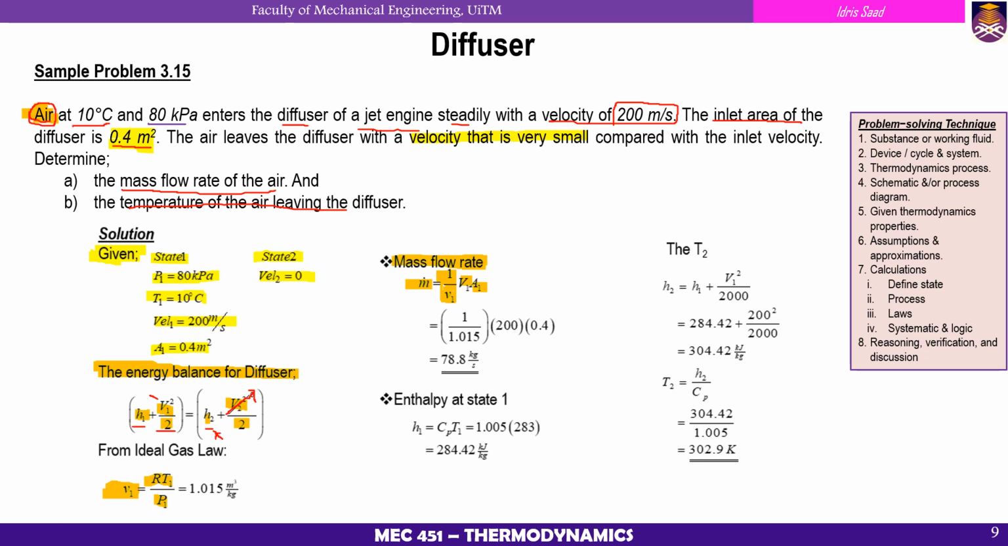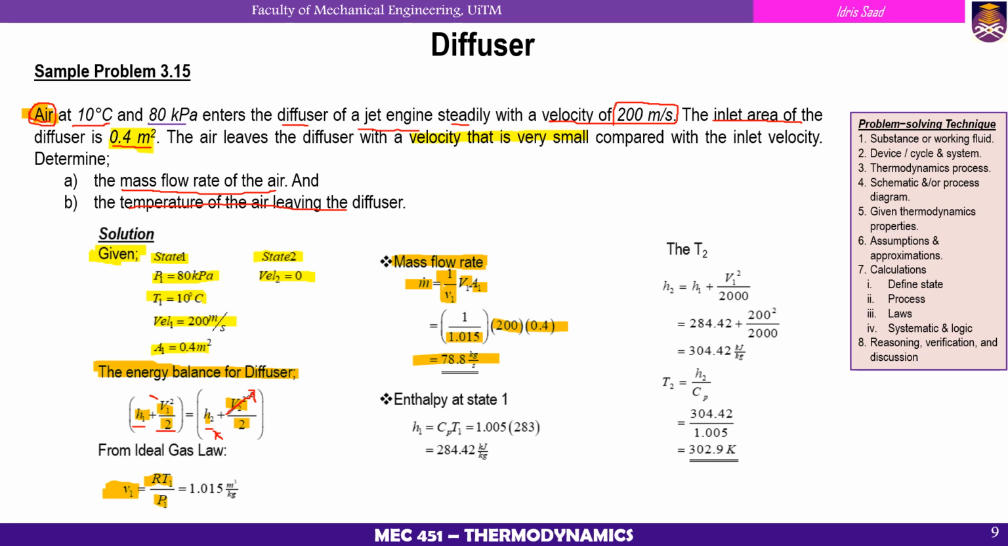We do have the data for the velocity, and we do have the data for the area. So substitute: 1 over 1.015 multiplied by 200 multiplied by 0.4. Then we get the mass flow rate as 78.8 kilogram per second.